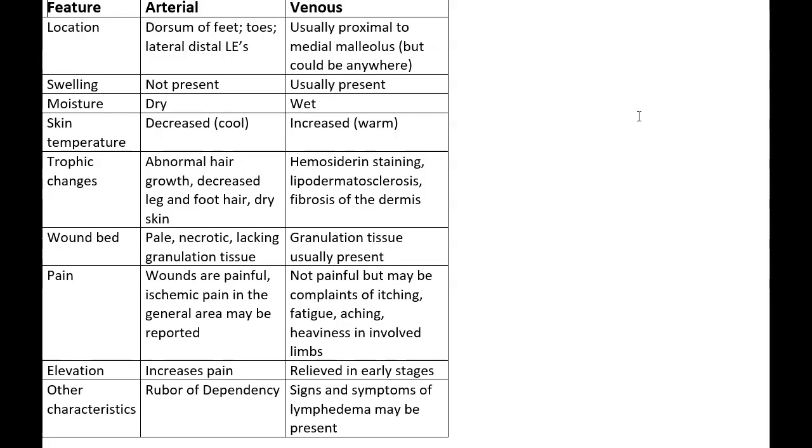Looking at venous, we have that hemosiderin staining. That's that tawny color that I was talking about before. I know you've seen it somewhere, out in public for sure. Something called lipodermatosclerosis, where there are dystrophic changes in the skin itself, and it actually becomes kind of tough and leathery. And then the next stage of that is the fibrosis of the dermis, where it does become very rigid and firm. Now, you don't see any leg models with venous insufficiency.